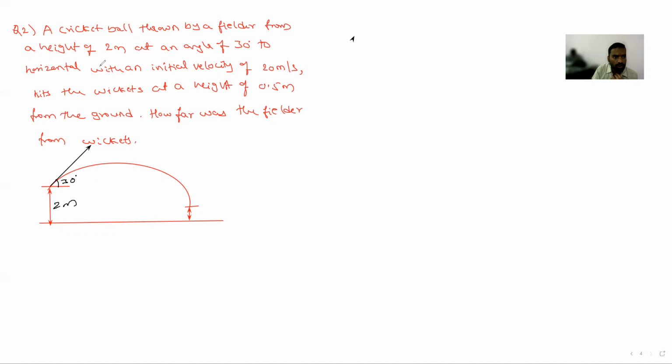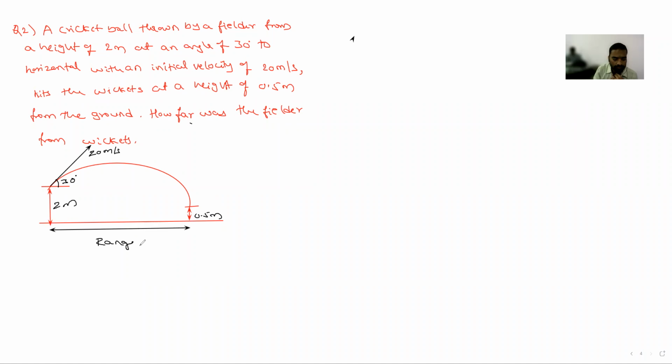Then to the horizontal with an initial velocity u equal to 20 meter per second. Then it hits the wicket at a height of 0.5 meter from the ground. There is a wicket, okay? How far was the fielder from the wicket? It means he is asking which distance? Range distance. Range is asked.